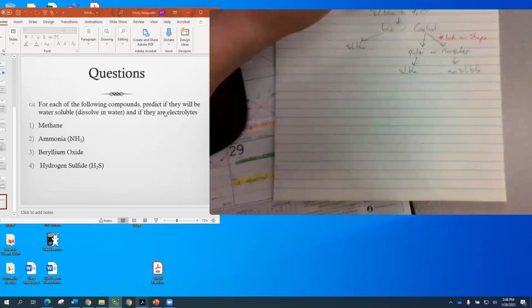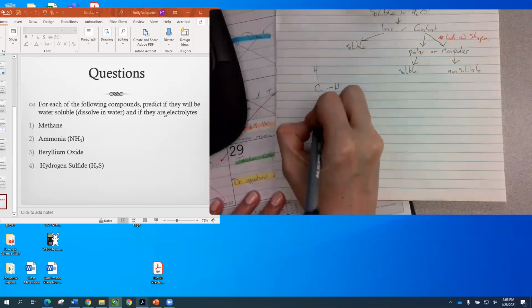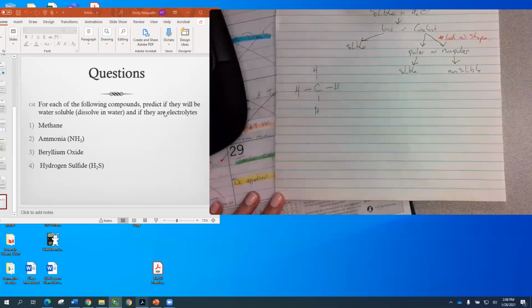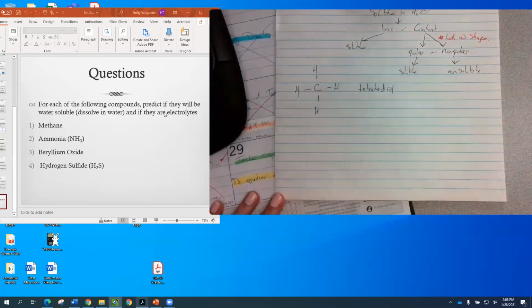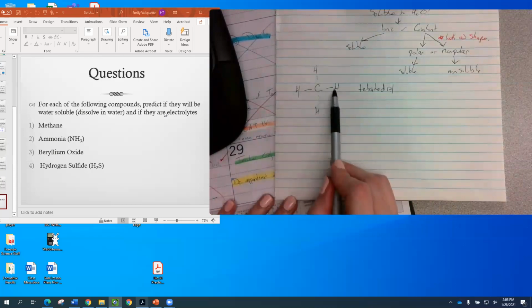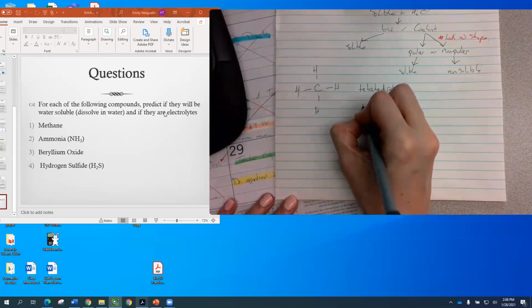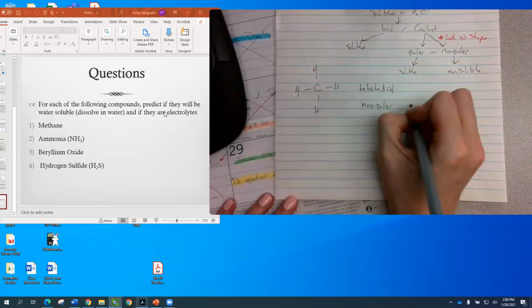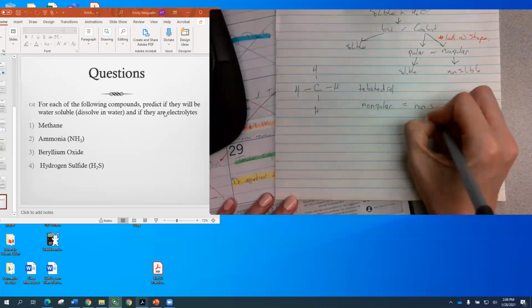I'm then going to come down here and draw methane, CH4, which looks like this. Its shape is tetrahedral because my central atom, which is the carbon, has 4 things bonded to it. Those 4 things are all the same, and there are no unpaired electrons around my central atom. So because of that, it is going to be non-polar, which according to my chart here tells me that it is non-soluble.